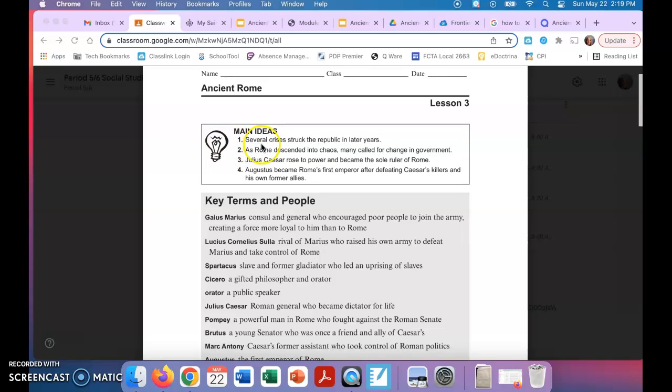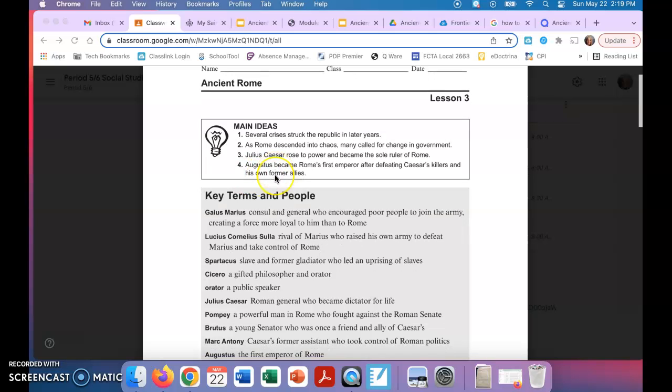So, main idea number 1, several crises struck the Republic in later years. Number 2, as Rome descended into chaos, many called for change in government. Number 3, Julius Caesar rose to power and became the sole ruler of Rome. And number 4, Augustus became Rome's first emperor after defeating Caesar's killers and his own former allies.